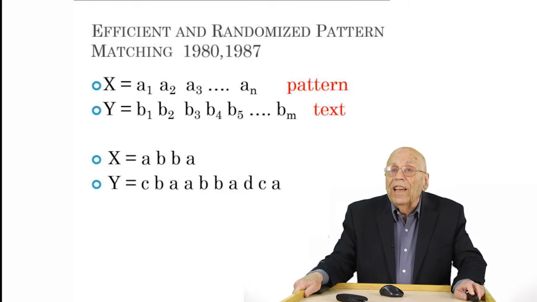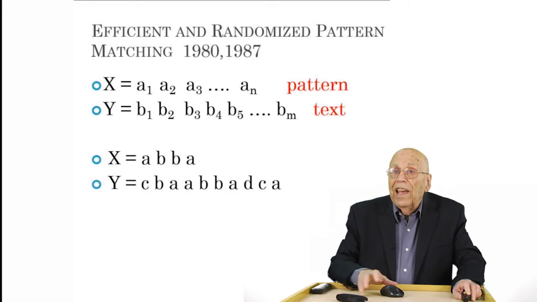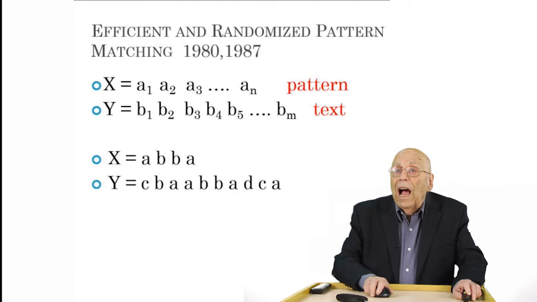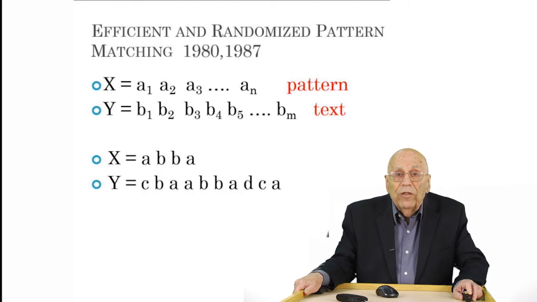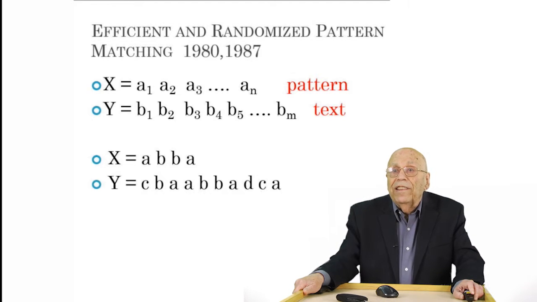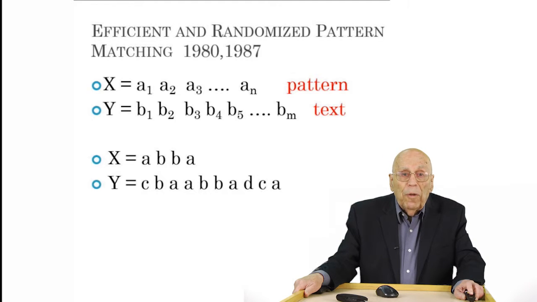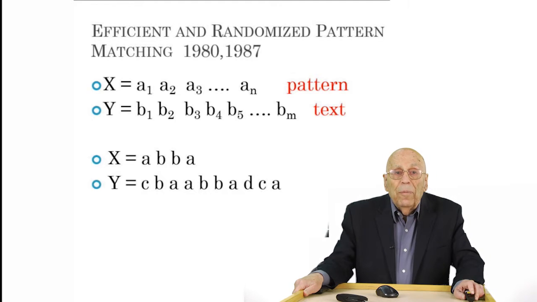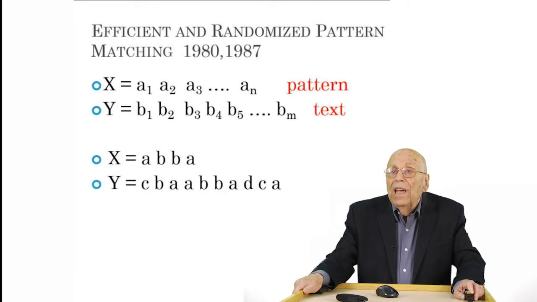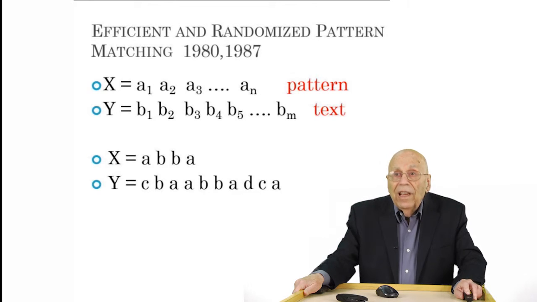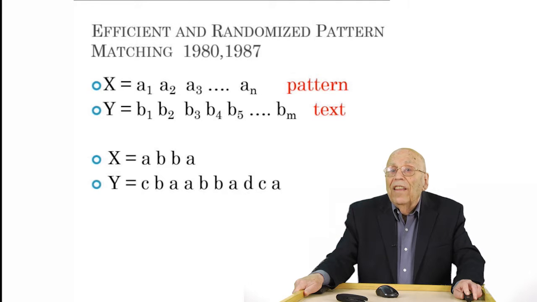So you have a string x, A1, A2, up to An of symbols, for example, zeros and ones, and that's one example of a pattern. And you have another much longer string, y, B1 up to Bm, which is the text. And the question is, where in the text does the pattern appear?